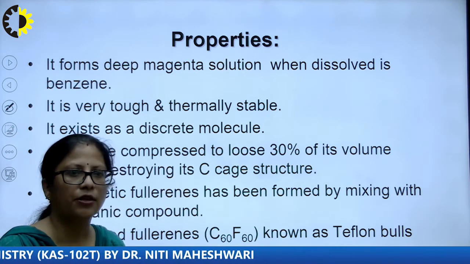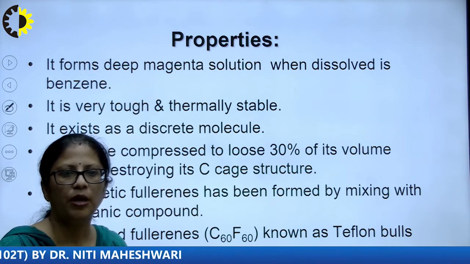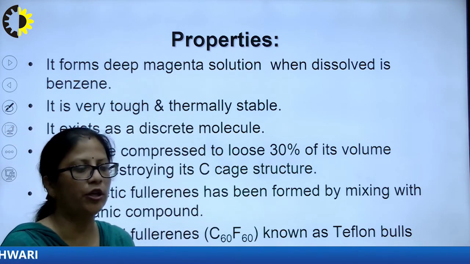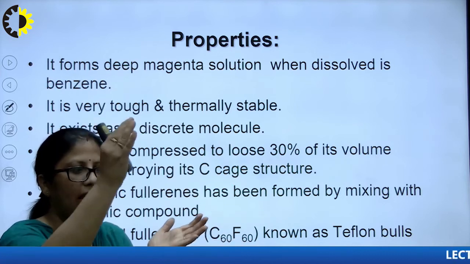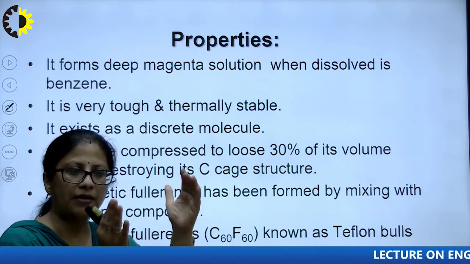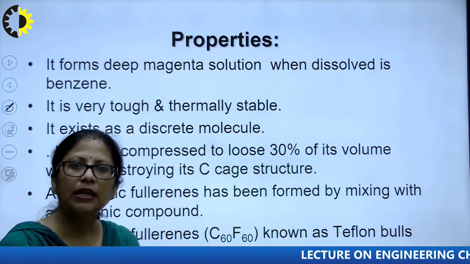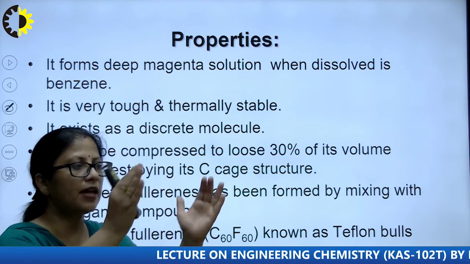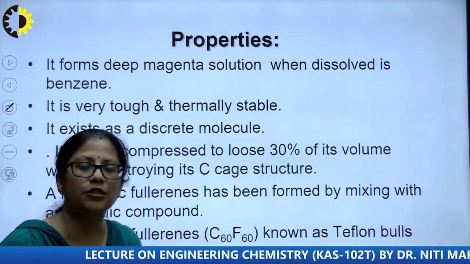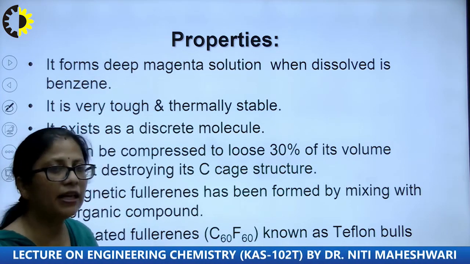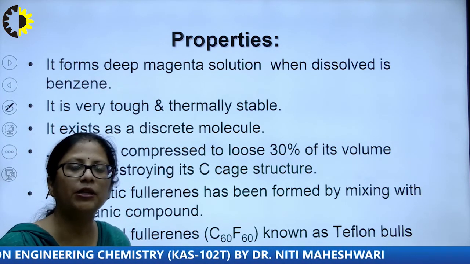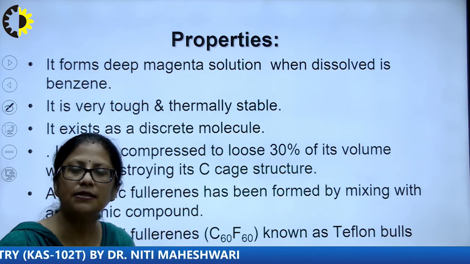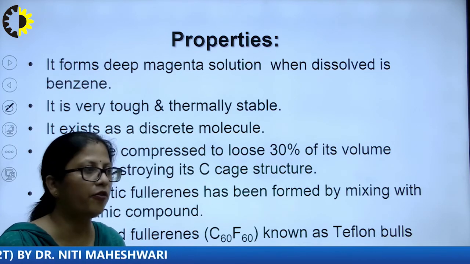It can be compressed to lose 30% of its volume without destroying its carbon cage structure. That means this volume reduction can take place, and even if you make it lose 30% of its volume, the carbon cage structure will not get destroyed. A magnetic fullerene has been formed by mixing with an organic compound. Fluorinated fullerenes, that is C60F60, are known as Teflon balls.